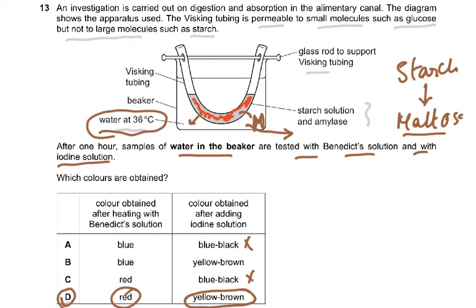Maltose has diffused out, so maltose is in this water. We've taken this water out, analyzed it and heated it with Benedict's solution, and we have got either blue or red, if they've given you these options. Blue means no reducing sugar in it. Red means reducing sugar is present. If you don't understand this, you need to revise your food tests.